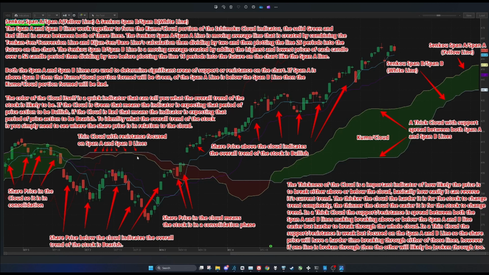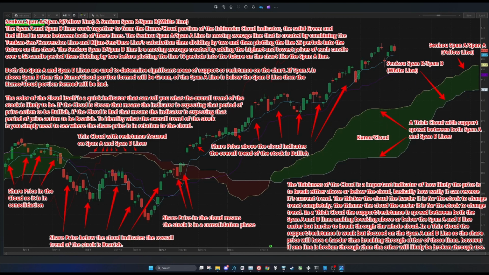So in this area right here, you can see that the red cloud is extremely thin. So if the share price did come close to testing any of these lines, most of that support or resistance strength is going to be on the lines of the Ichimoku Cloud indicator. So the span A, span B are going to be the most significant lines of support and resistance in a thin cloud. But in a thick cloud, it's going to be spread out throughout the whole color fill-in area.